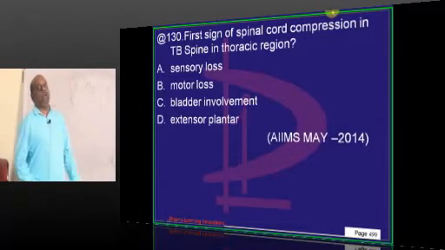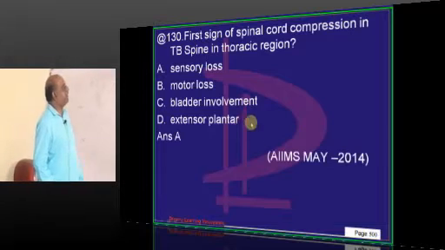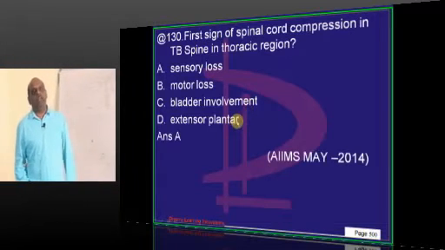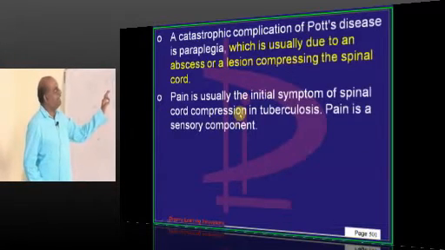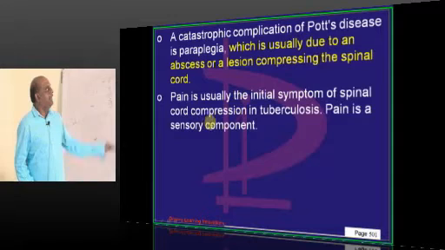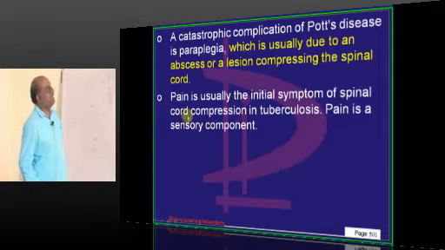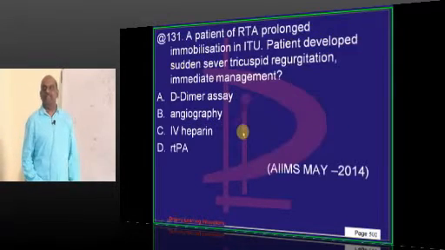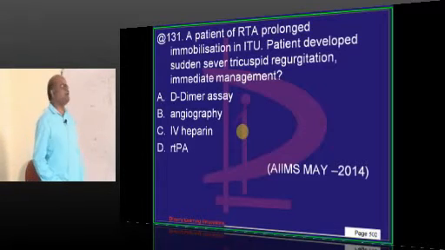What is the first sign of spinal cord compression in case of TB? TB leads to paraplegia, Pott's paraplegia. Initially pain is the initial symptom of the spinal cord compression, and pain is a sensory component, and involvement of sensory component is an early part of the Pott's paraplegia.